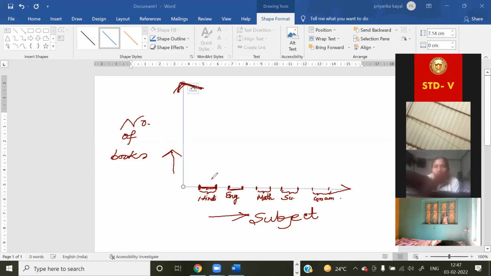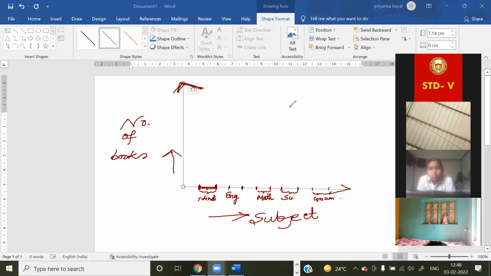Also, one more point. Look at the gap between Hindi and English. The same gap will be between English and maths, between maths and science, between each and every subject. Is it clear to everybody? The gap must be the same, and also the breadth of the rectangle will be the same.